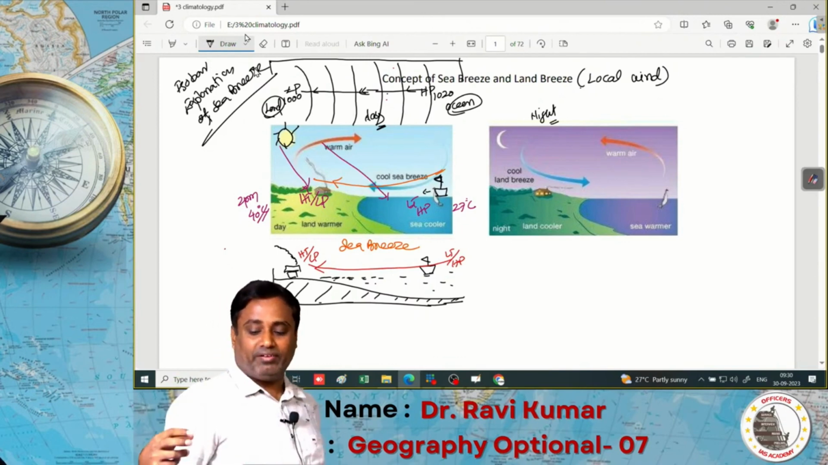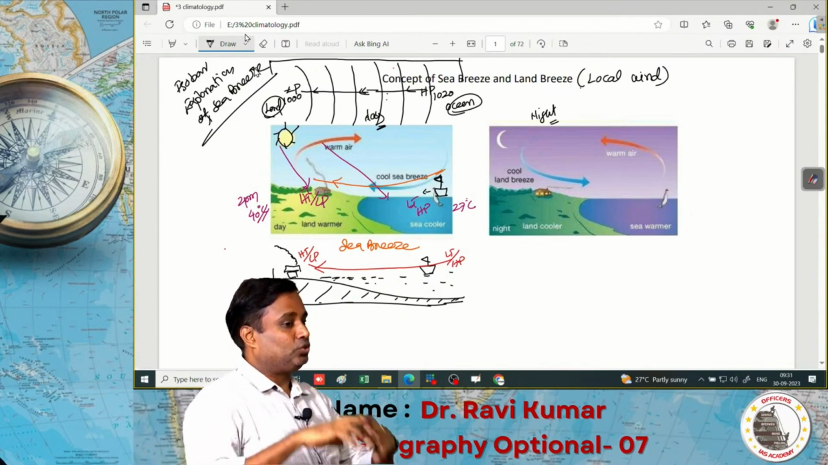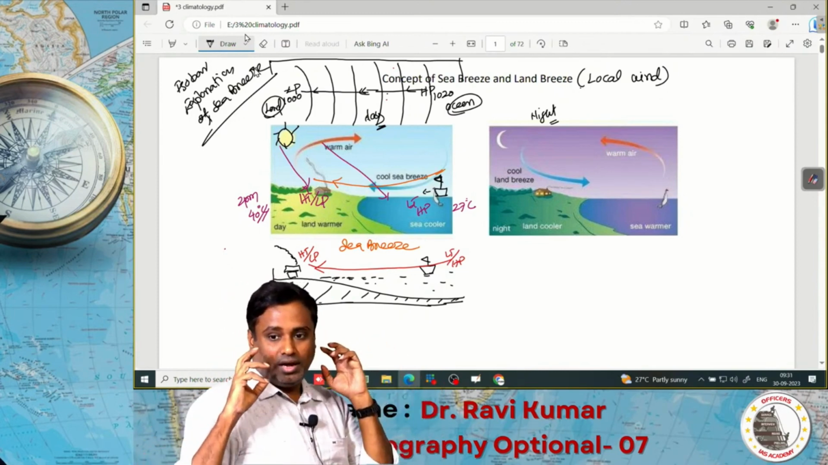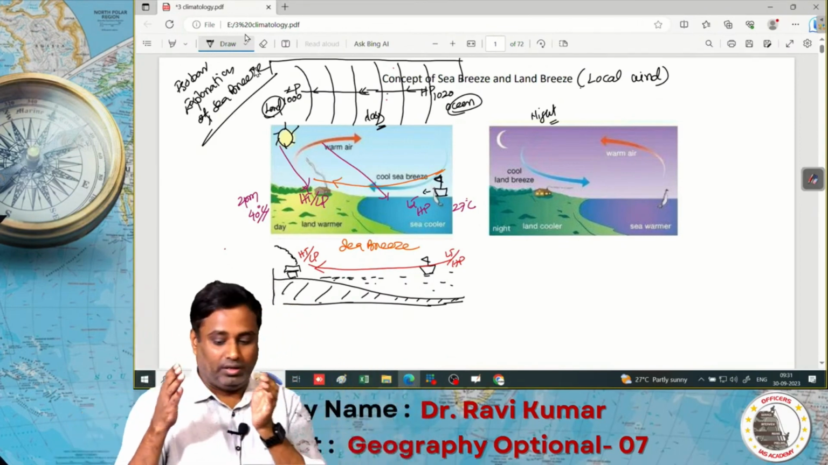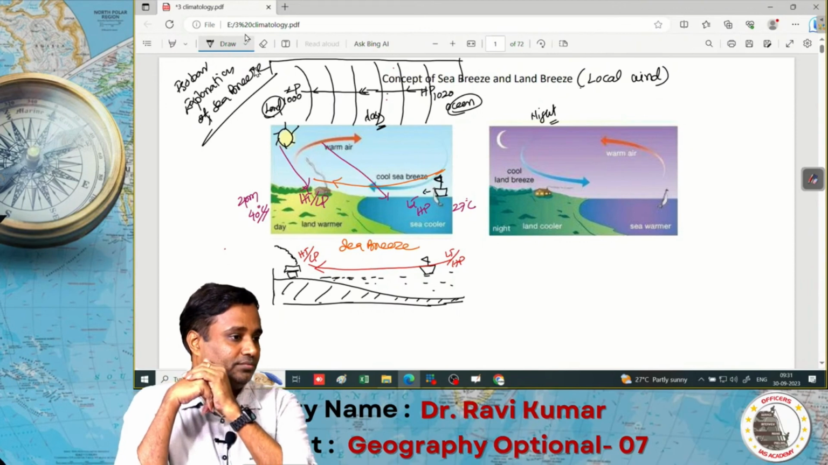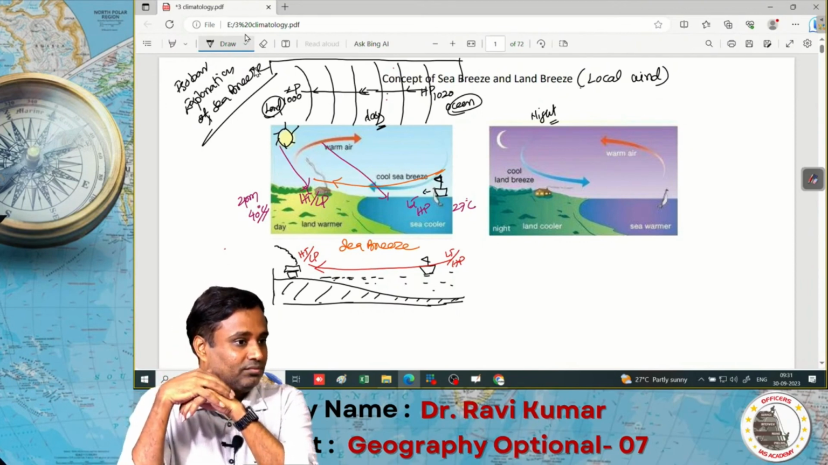So this is the scientific explanation of sea breeze and land breeze. Instead of writing only stories, along with the stories, draw this isobar picture also. So we are explaining the concept of wind formation into sea breeze and land breeze. This is called the optional answer.